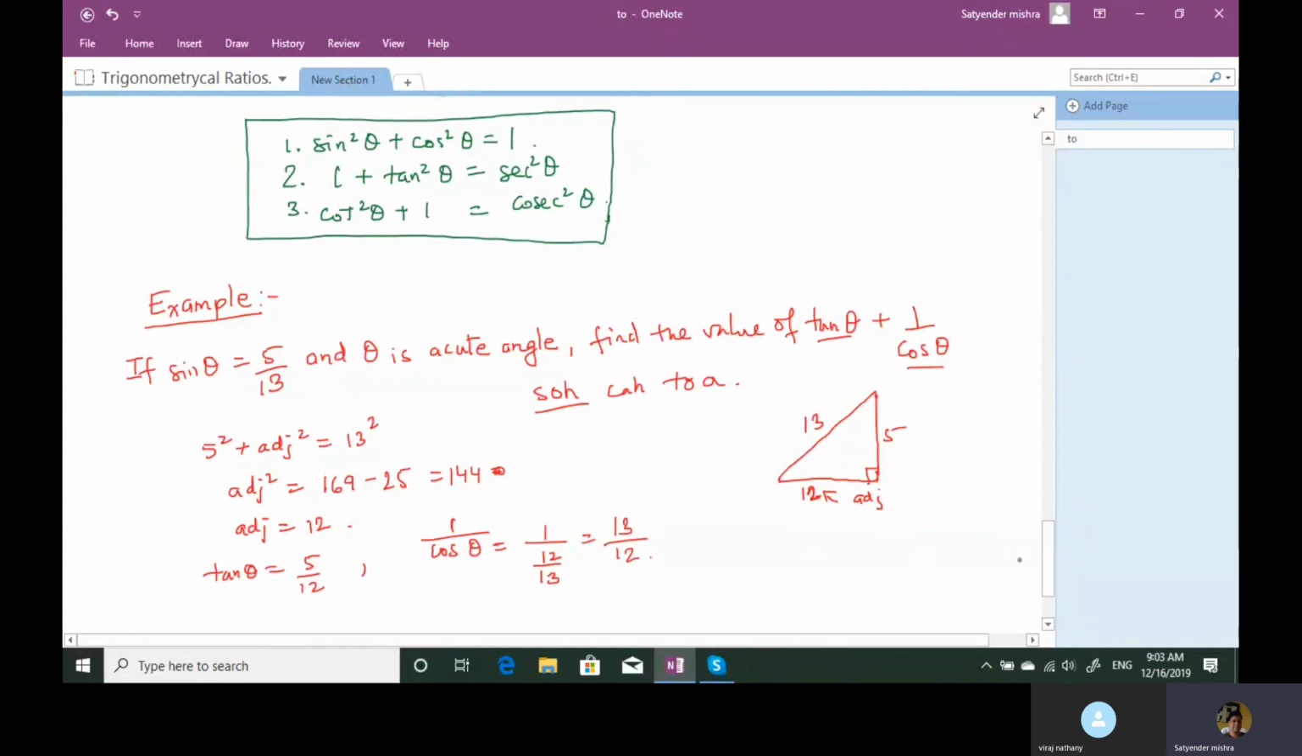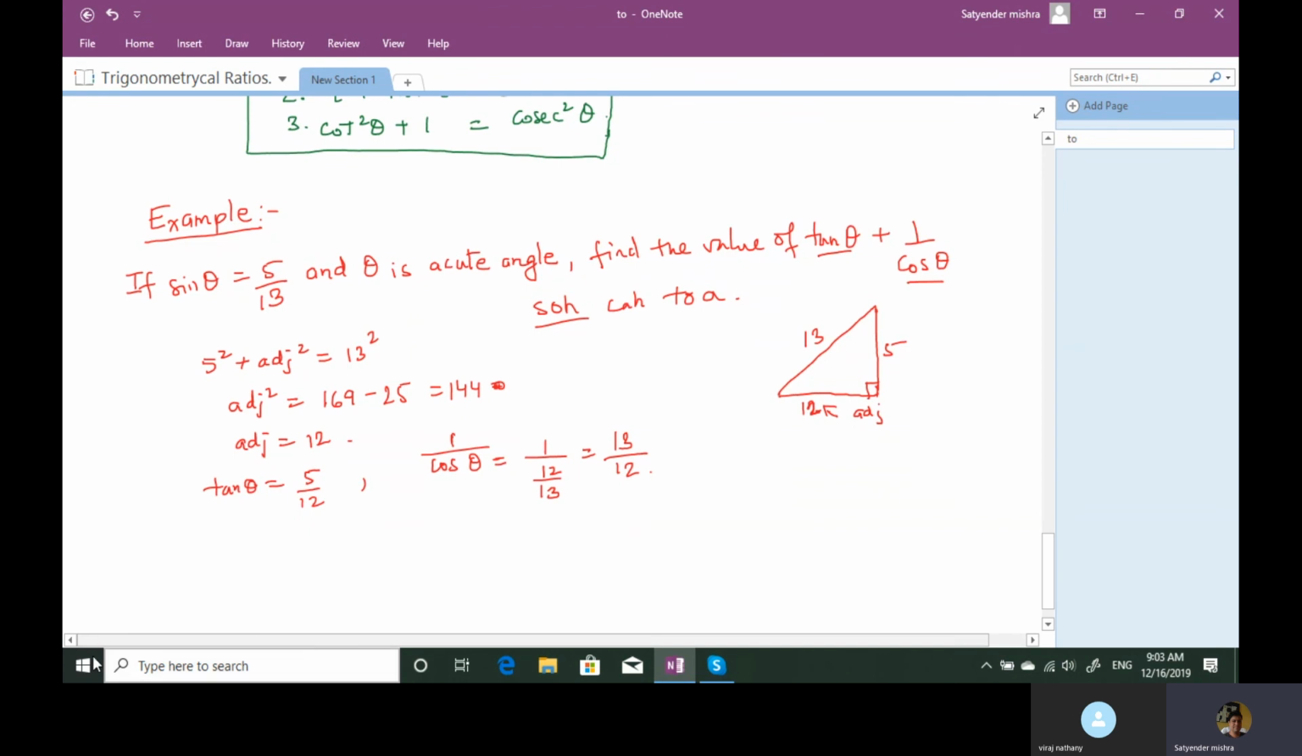Fine. So we need to find the value of tan theta plus 1 by cos theta. That is equal to 5 by 12 plus 13 by 12, which is equal to 18 by 12, which is equal to 3 by 2. So the answer is 3 by 2. Got my point?